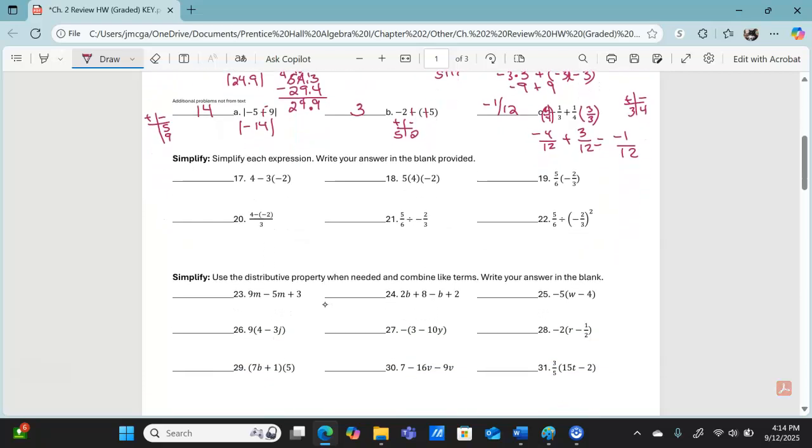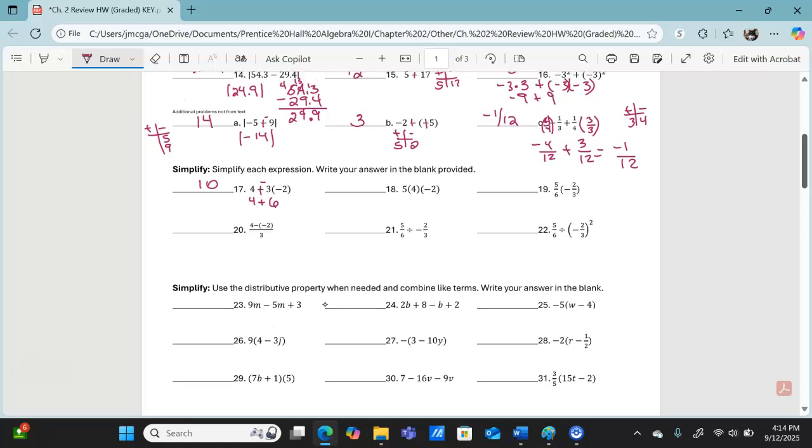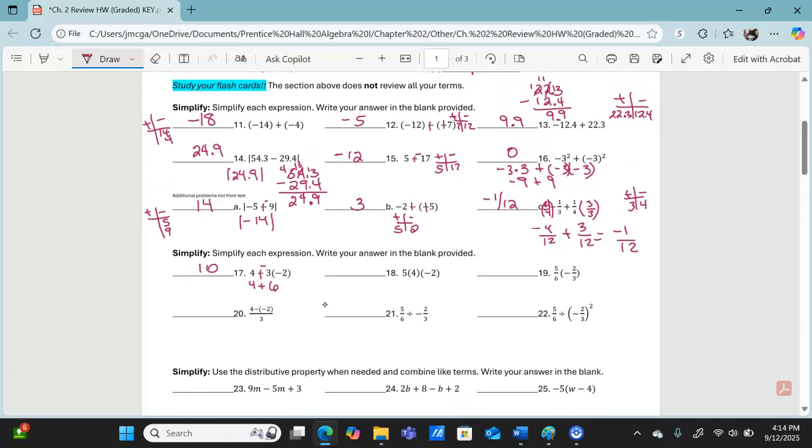Here, 4, so I'm going to change my sign and add. First, I need to do the multiplication. -3 times -2 is a +6, and so that would give me 10. And then on this one, 4 times 5 is 20, times -2 would be -40.